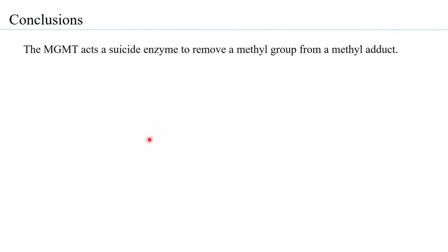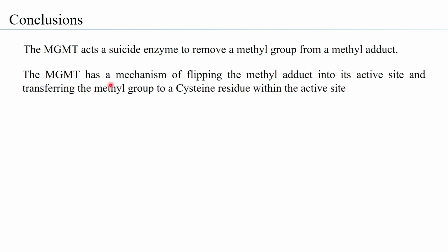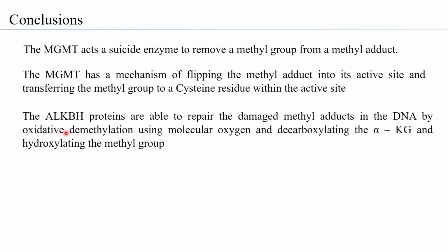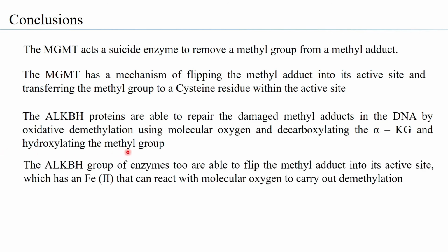Now let us go to the conclusions. The MGMT, especially the O6-methylguanine methyltransferase, acts as a suicide enzyme to remove a methyl group from a methyl adduct. The MGMT has a mechanism of flipping the methyl adduct into its active site and transferring the methyl group to a cysteine residue within the active site. The ALKBH proteins are able to repair the damaged methyl adducts in the DNA by oxidative demethylation using molecular oxygen and alpha KG, and the methyl group that is released is finally removed as a hydroxylated methyl group.